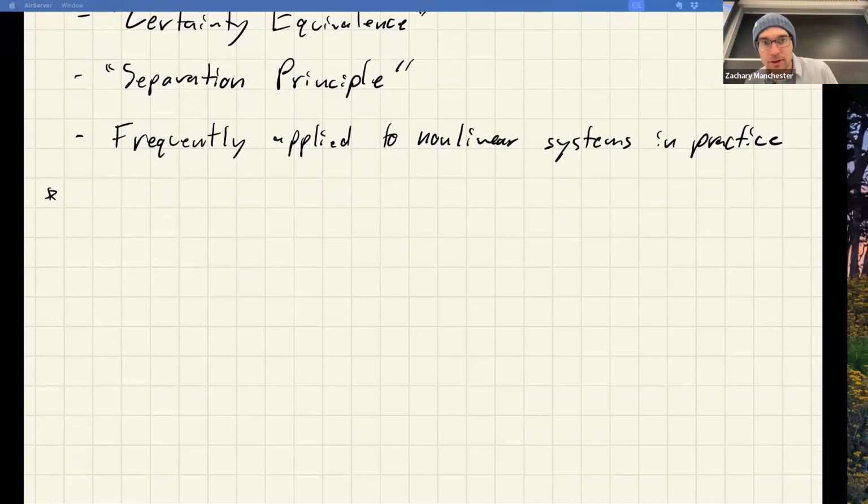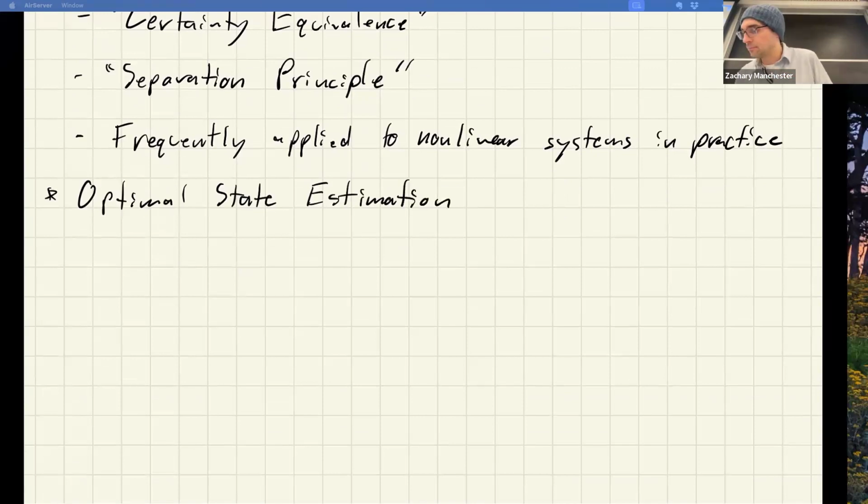Okay, so that's that. We started talking about this last time. Just to recap a little bit, before we get into the next thing, just what we mean by optimal state estimation. Last time we talked briefly about this question of what are you optimizing?